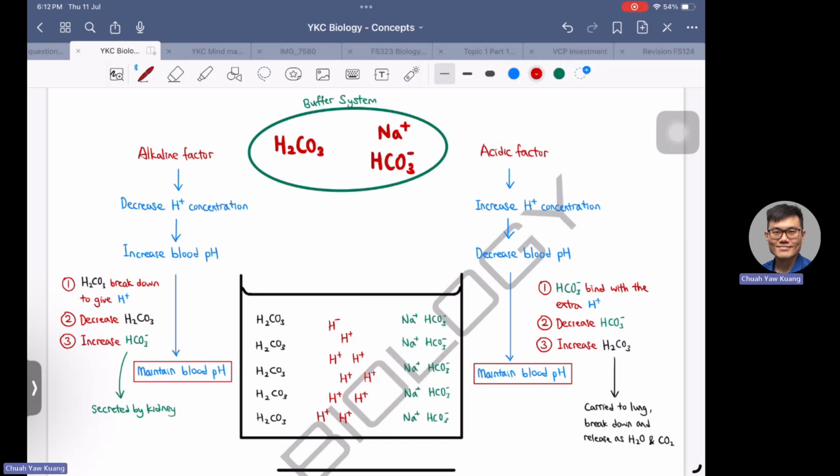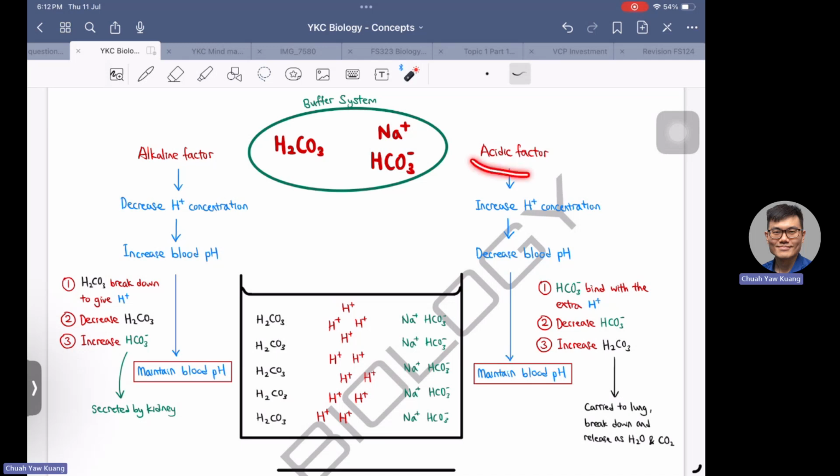So originally, they are this much of the hydrogen ion. Originally, this is the original concentration of the hydrogen ion in the blood.